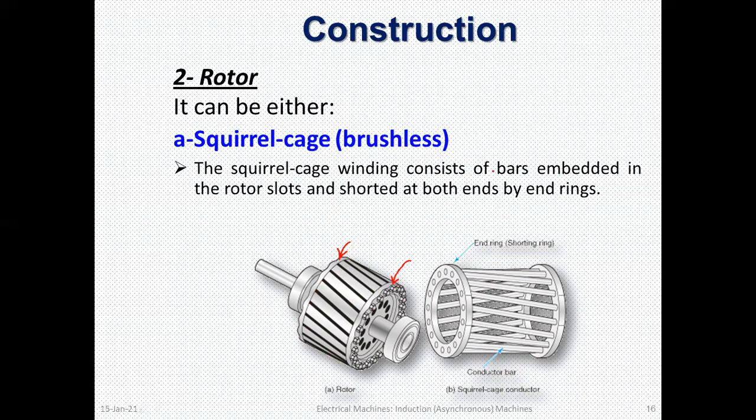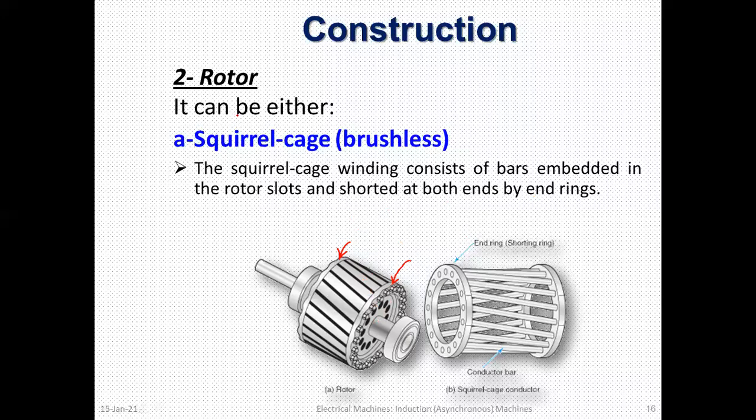A squirrel cage winding consists of bars. These are the bars; heavy bars are placed here. Suppose the induction motor takes a heavy current, then the heating effect is very small here, because this is not a wound winding but heavy bars. So it can take a high temperature also. The ends are shorted through the rings.